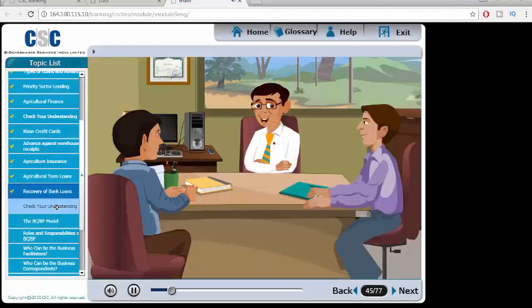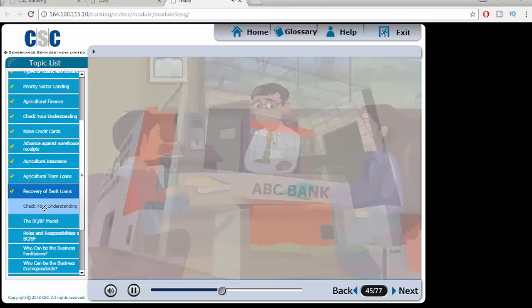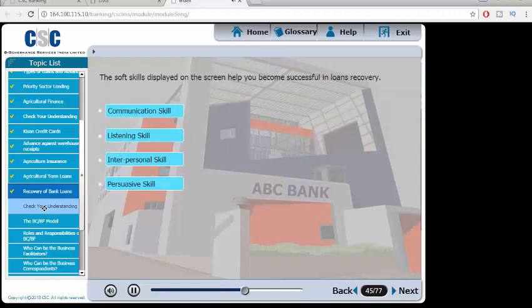Success in loans recovery depends on compliance with the regulatory norms added with collection skills and strategy. The soft skills displayed on the screen help you become successful in loans recovery. Click each skill to learn more about it.